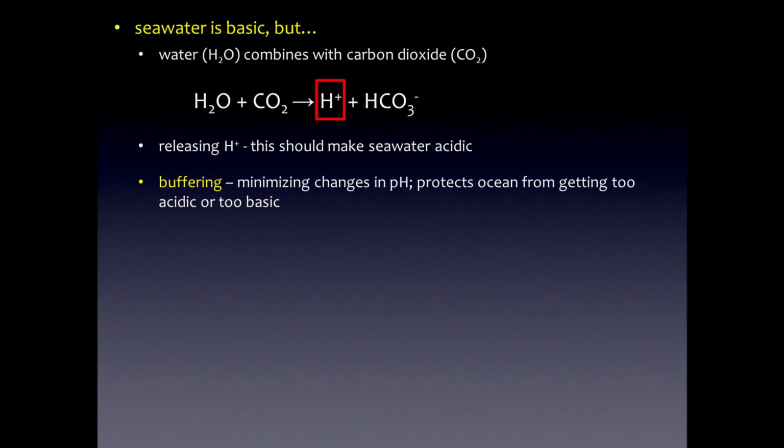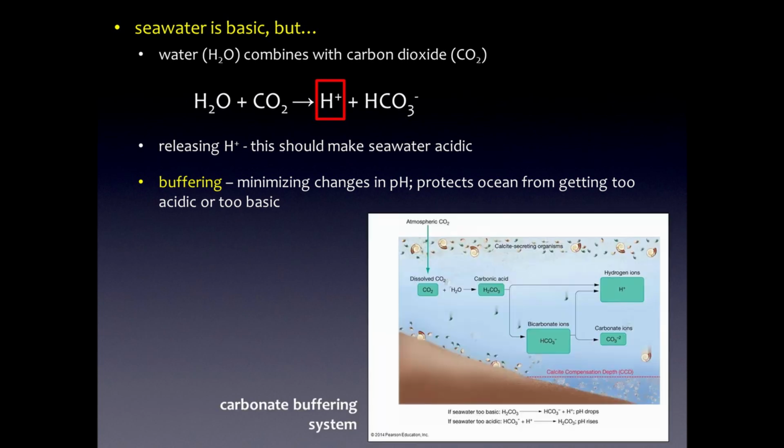Why isn't seawater getting drastically acidic over time? Well, ideally, and we'll see there's a big but here, we have buffering occurring. And this buffering occurs to minimize changes in the pH and prevent the ocean from getting too acidic or too basic. So what we have in the ocean is a carbonate buffering system. This helps keep the pH levels ideally between the 7.8 and 8.3, but as we'll see in the next slide, conditions are changing and we're starting to see that the ocean water is slightly becoming more acidic.